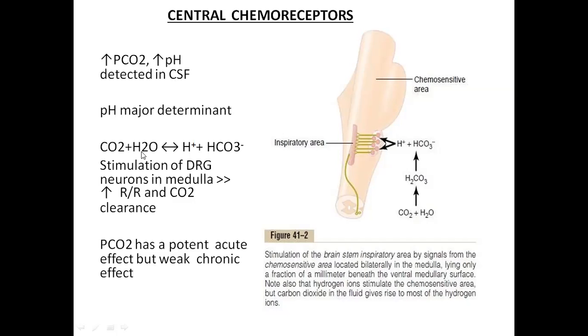So when carbon dioxide increases, what happens? It reacts with water to give rise to hydrogen ions and bicarbonate ions. When hydrogen ions are increased, the pH value will be decreased. During this condition, stimulation of the DRG takes place, and this stimulation of the DRG results in an increased respiratory rate. When the respiratory rate is increased, more carbon dioxide will be sent out of the body. And PCO2 has a potent acute effect but a weak chronic effect.